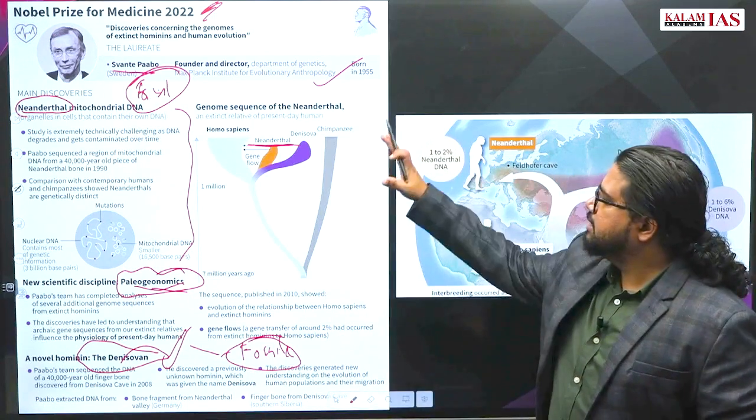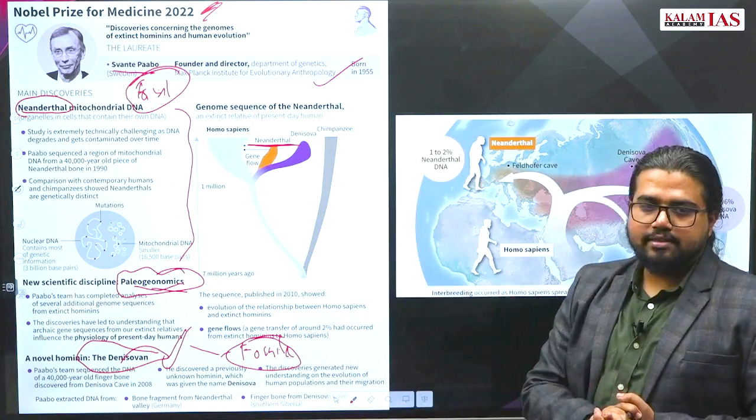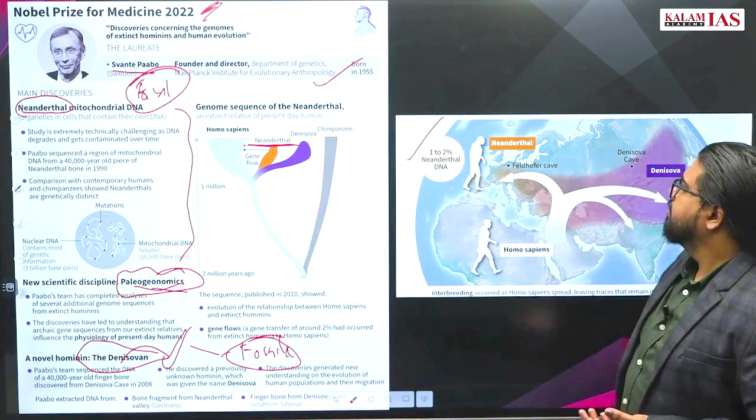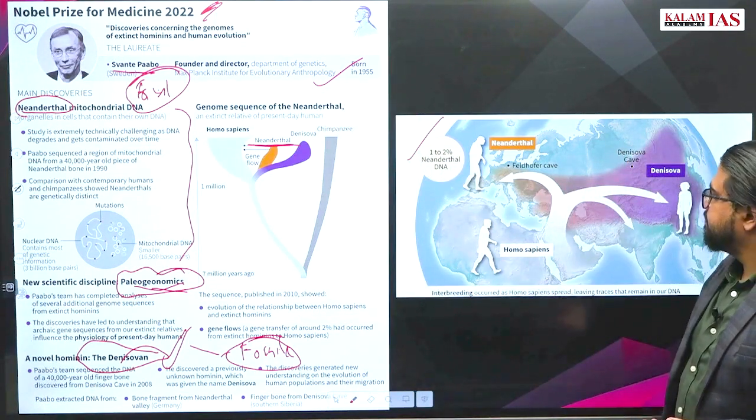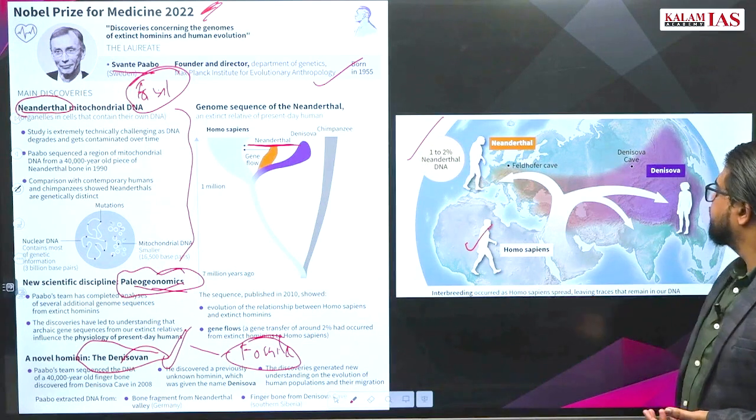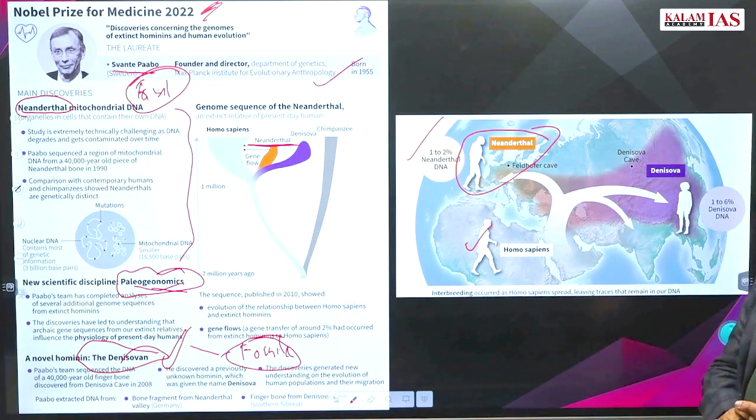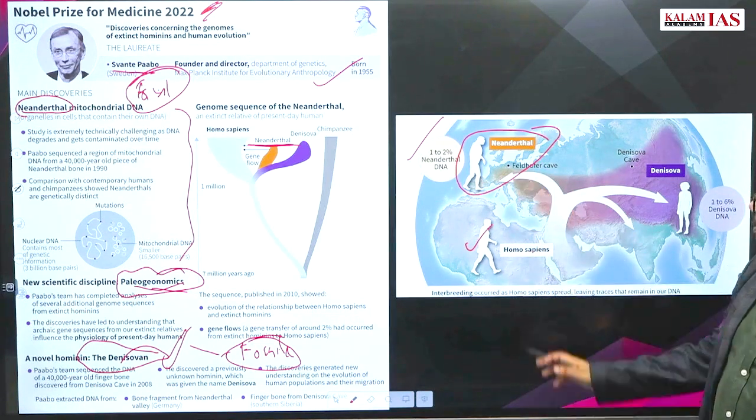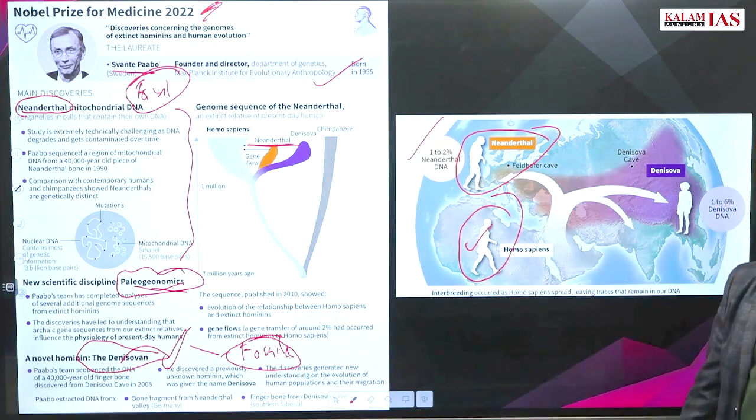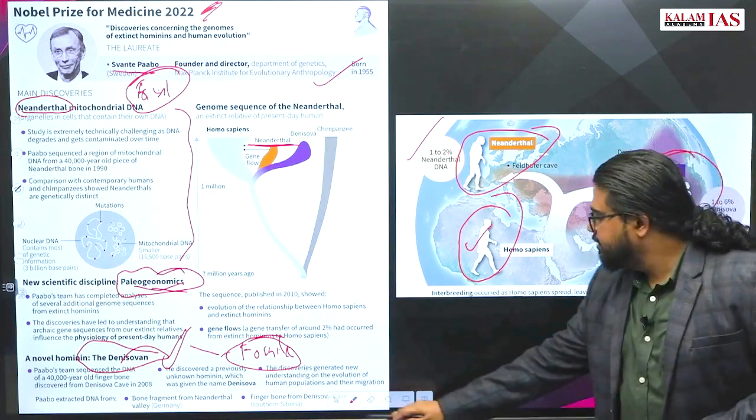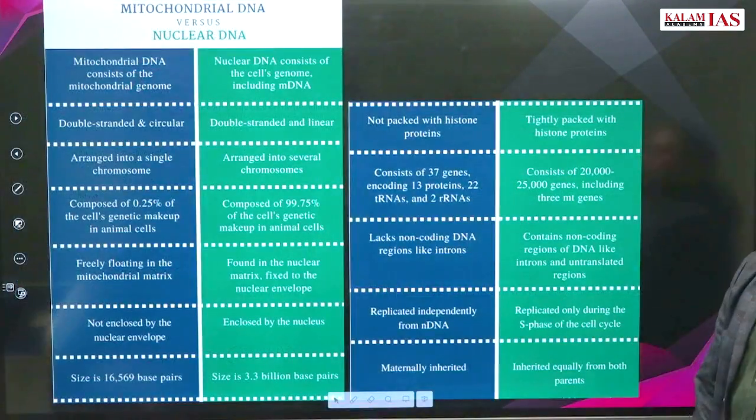So all these studies were conducted by him, and for these studies he was given the Nobel Prize. Neanderthal is from the European region, Homo sapiens developed from Africa, while Denisovan is somewhere here. You can read more details of this here.